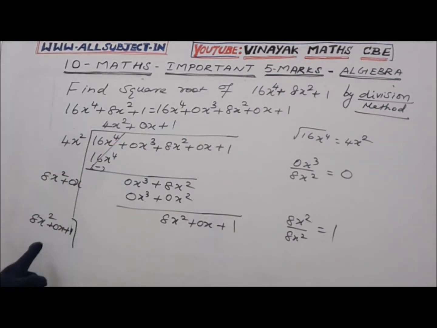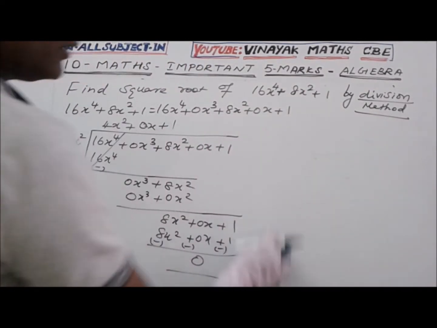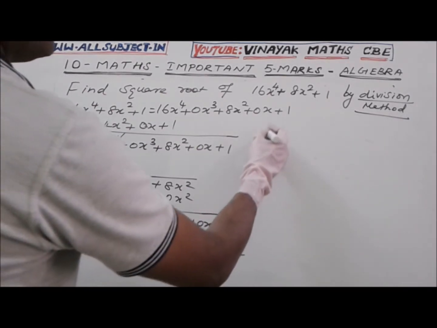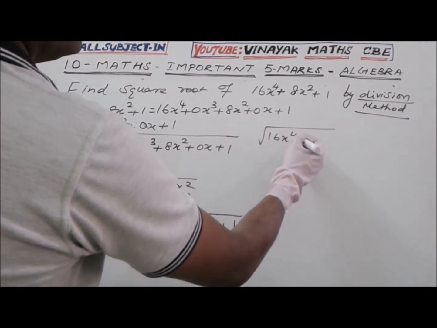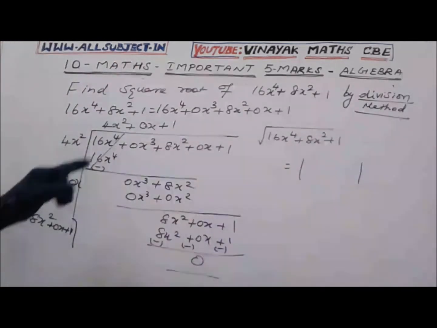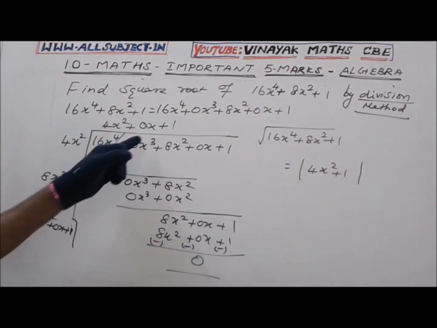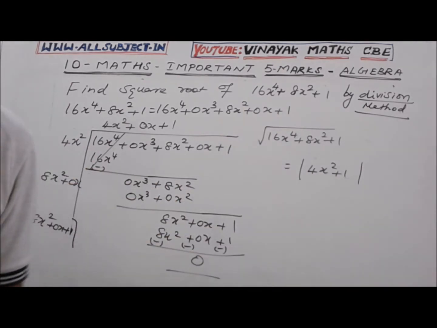Now multiply it by 1. 1 into 8x square is 8x square, 1 into 0x is 0x, and 1 into 1 is 1. So when we subtract, all becomes 0. So the remainder is equal to 0, which implies the square root of 16x power 4 plus 8x square plus 1 equals the absolute value of 4x square plus 1. We can neglect this 0x term. 4x square plus 1 will be the answer.